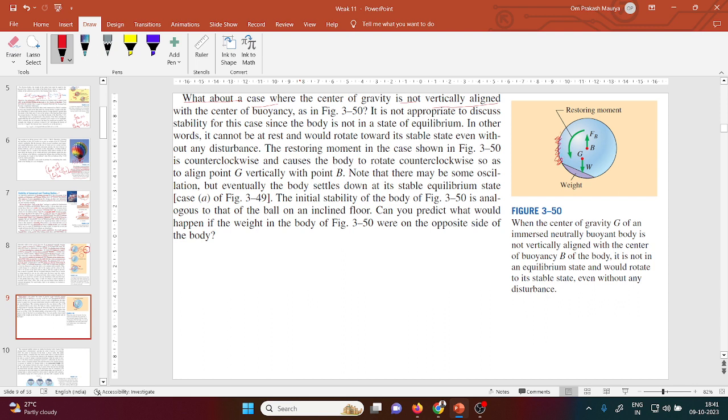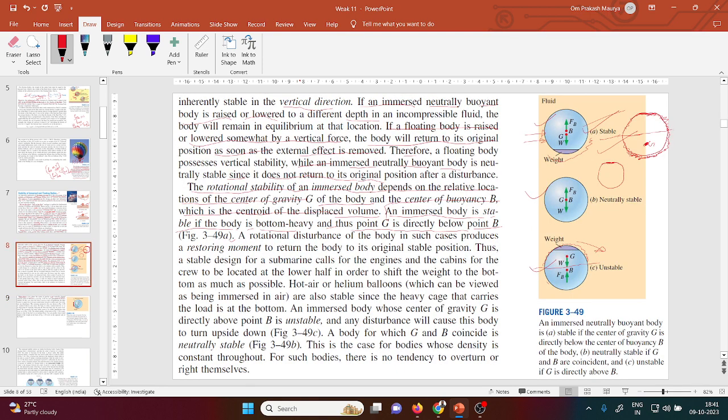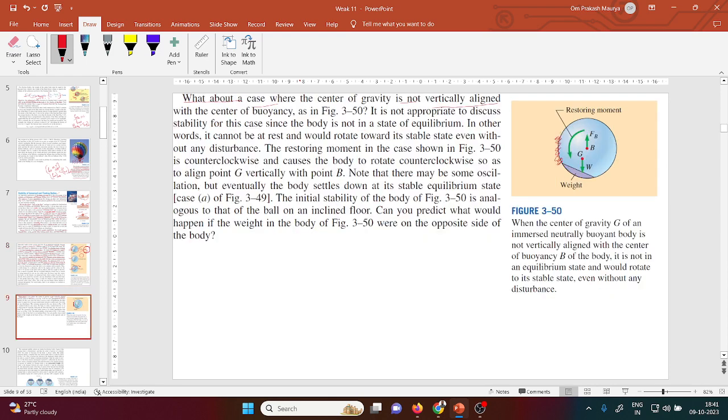Sir, can you go back to the previous slide, sir? Previous slide, sir. Yes, do you have a doubt? Yeah, a little bit, sir. So the third case will be unstable, meaning the center of gravity will be above. Yes, above. What is the meaning of this slide?